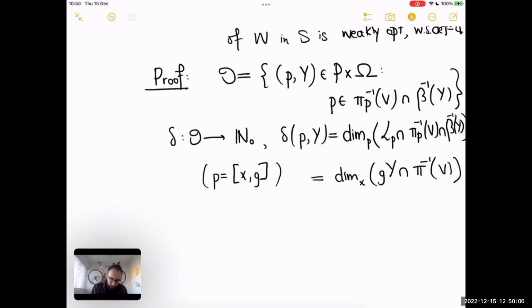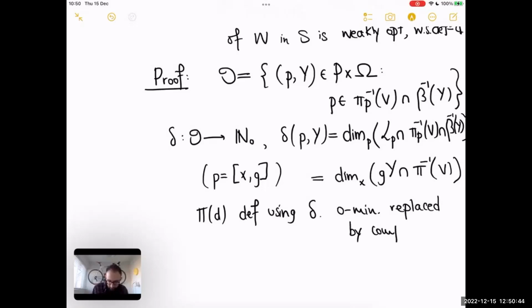So anyway, pi d is defined using this delta function. Ax-Schanuel plays exactly the same role, converting weakly optimal into more algebraic things. And the proof then imitates the same proof from before, the Habegger-Pila proof and the proof with Jimbo. And as I say, the only difference is that O-minimality was replaced essentially by complex geometry, complex algebraic geometry.